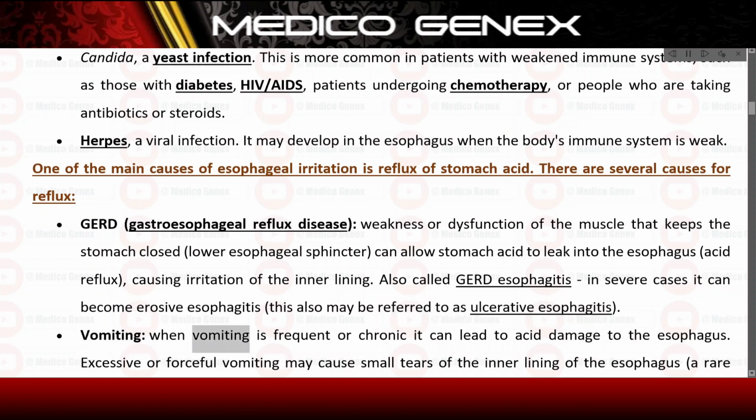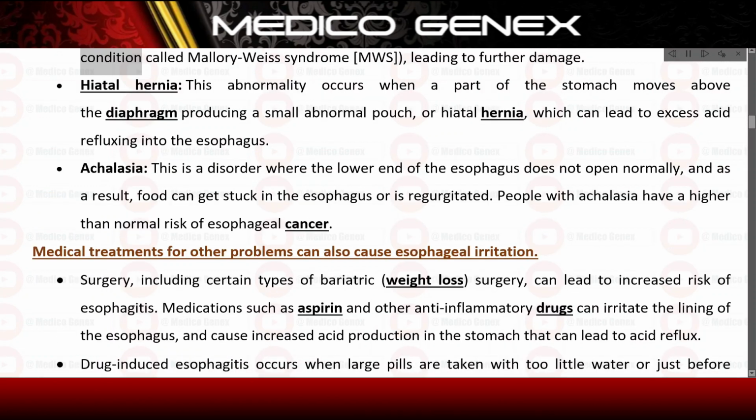Vomiting. When vomiting is frequent or chronic, it can lead to acid damage to the esophagus. Excessive or forceful vomiting may cause small tears of the inner lining of the esophagus, a rare condition called Mallory-Weiss syndrome, MWS, leading to further damage. Hiatal hernia. This abnormality occurs when a part of the stomach moves above the diaphragm, producing a small abnormal pouch, or hiatal hernia, which can lead to excess acid refluxing into the esophagus.